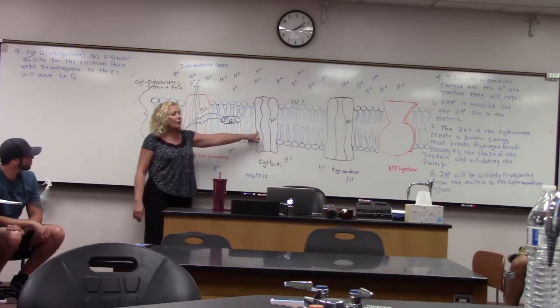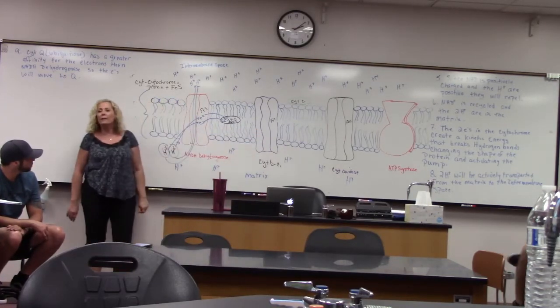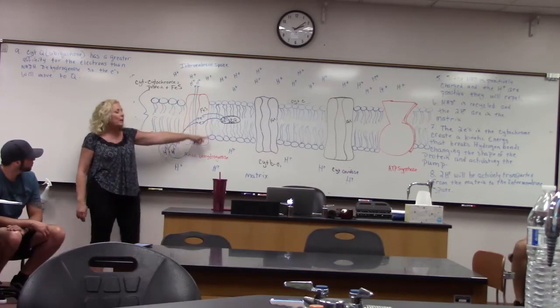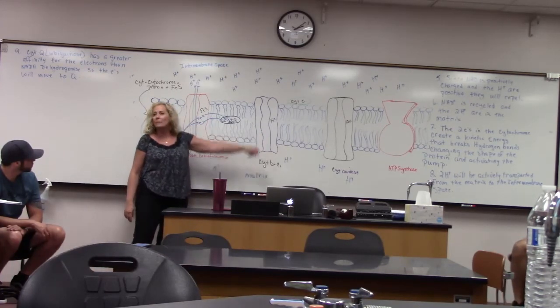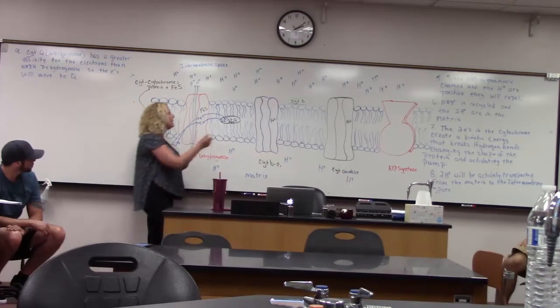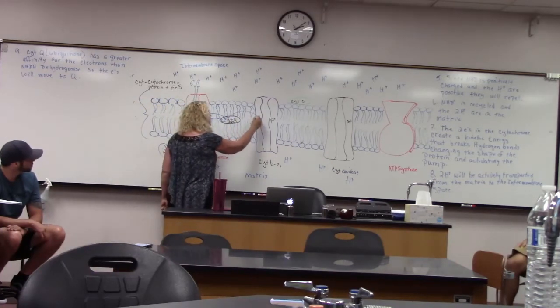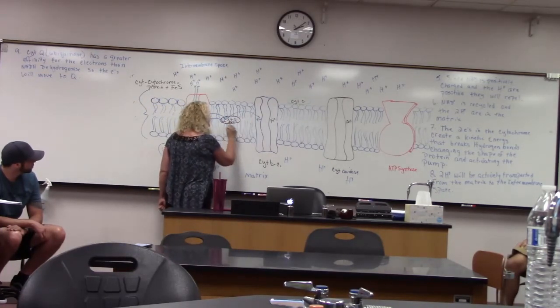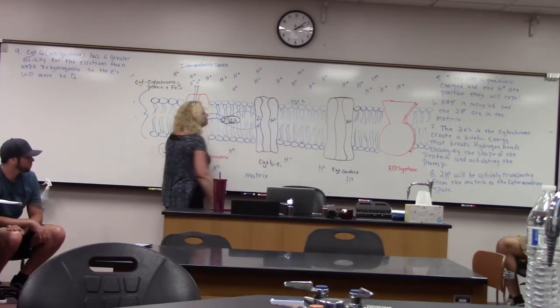Now the next cytochrome, cytochrome BC1, has a greater affinity for the electrons than cytochrome Q because cytochrome BC1 has more iron. And so what we're going to see is these 2 electrons are now going to jump to cytochrome BC1.